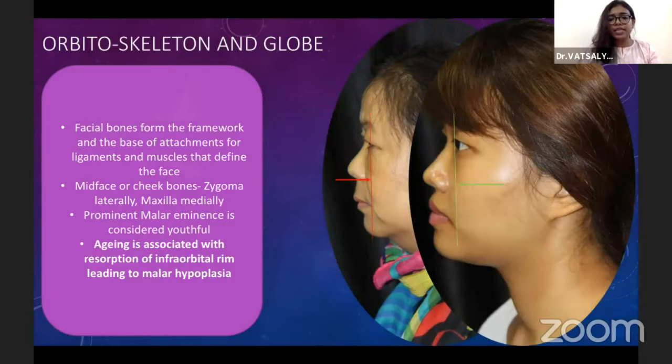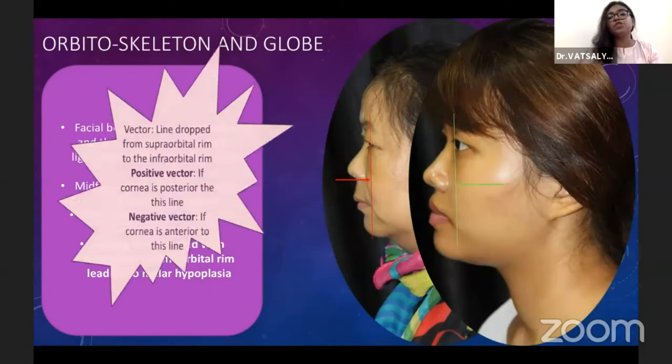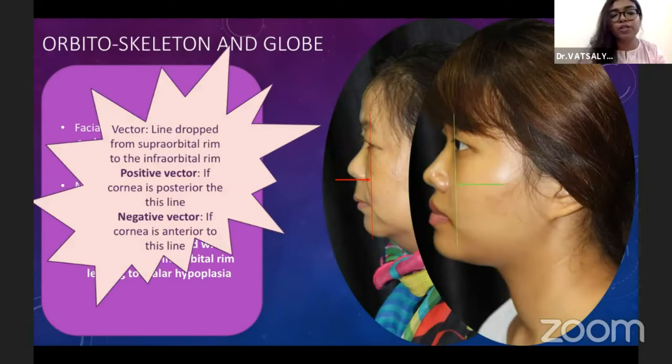Here, what you can see is that when you drop a line from the supraorbital rim to the infraorbital rim, it creates a vector. It's called a positive vector if the cornea is posterior to this line. And with aging, one goes from being positive to a negative vector, wherein the cornea is anterior to this line.